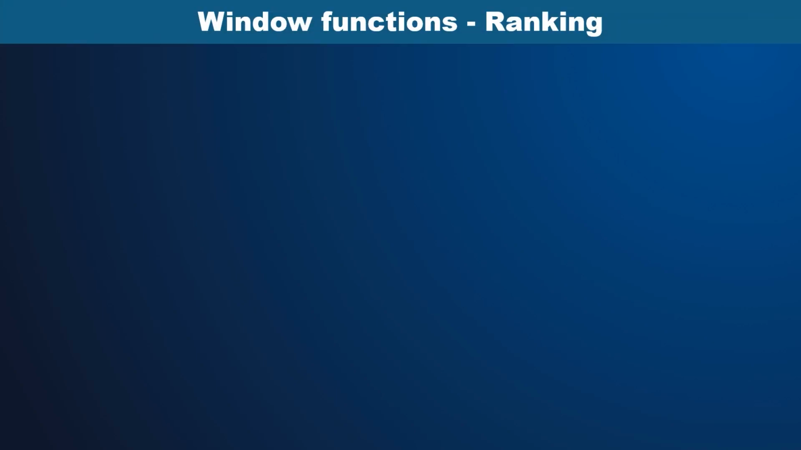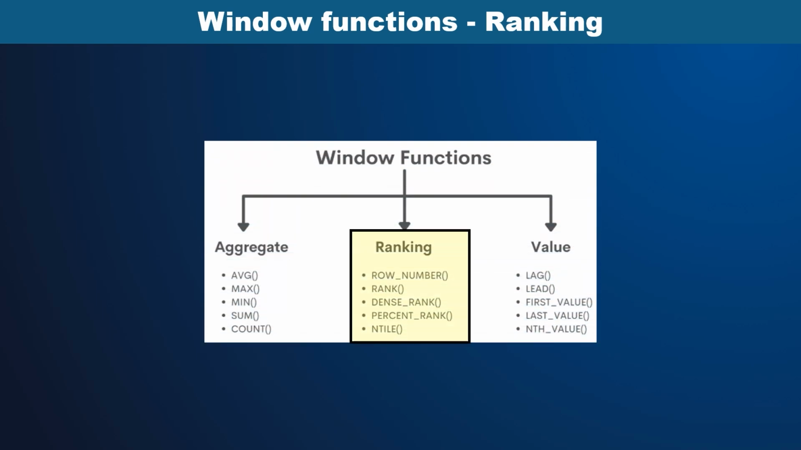Okay, it's time to move on to the next interesting topic, ranking functions. Ranking means assigning a number to each row based on some criteria. For example, in a class, based on the score, we can rank students. Who is the best student? Who is the second best student? And so on. In SQL, there are several ranking functions such as row number, rank, dense rank, and ntile. We will discuss each of them in detail.